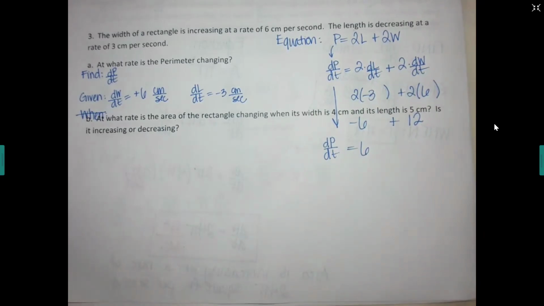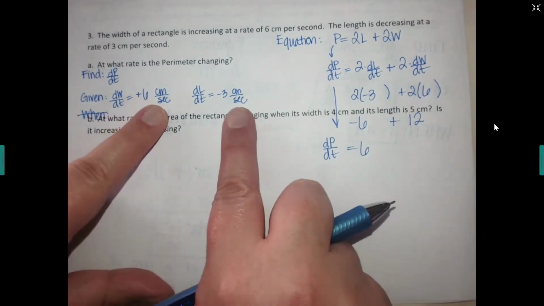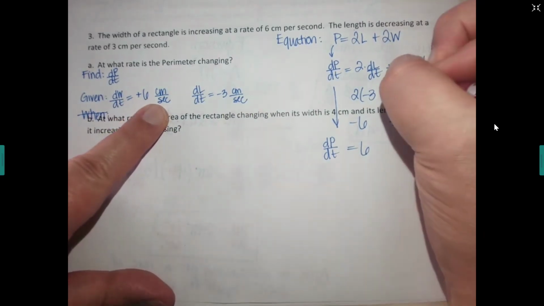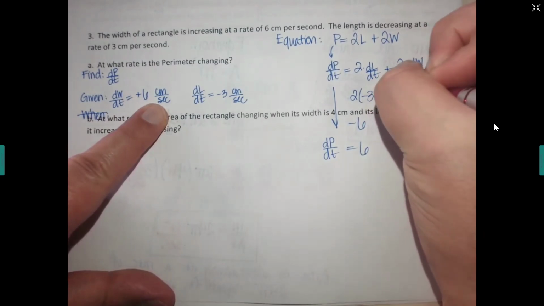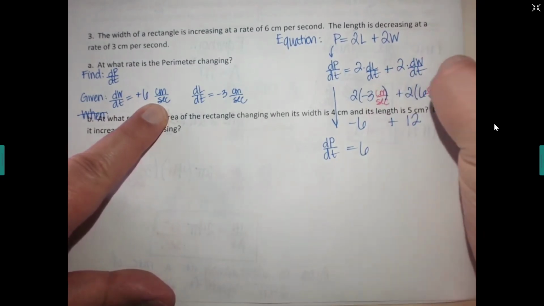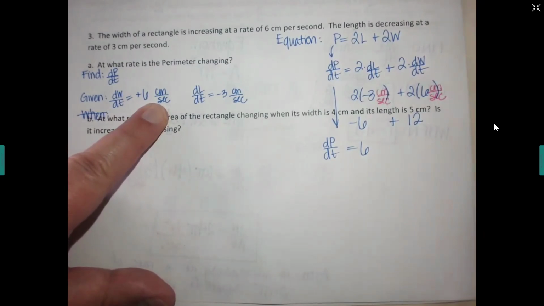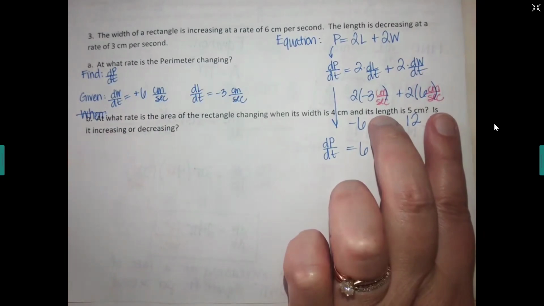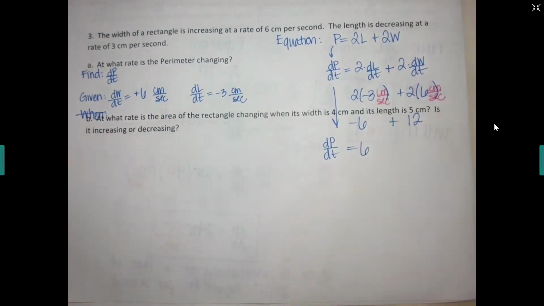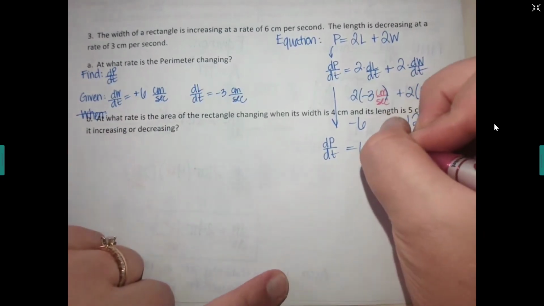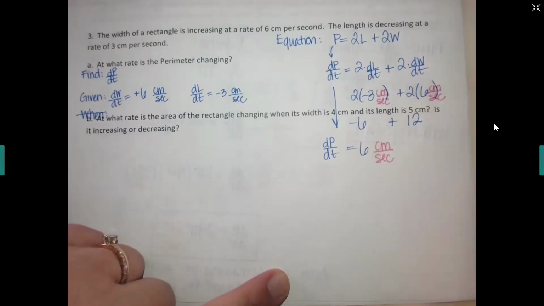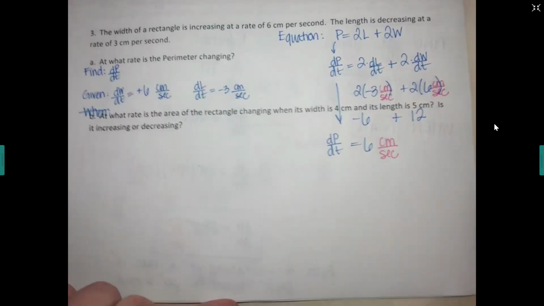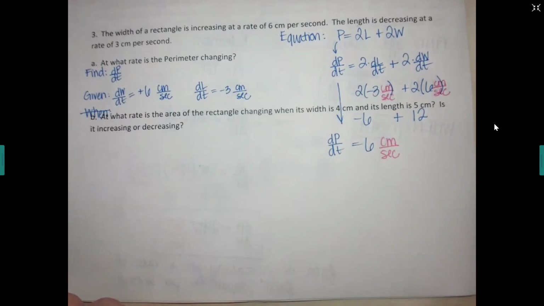Now let's talk about units. Remember, dL/dt and dW/dt were both centimeters per second. But think about that: if these are both centimeters per second and I add them together, that's going to keep my units at centimeters per second. Because I'm not multiplying those pieces together, I'm adding them. So you can only add like units, so your units would stay the same.